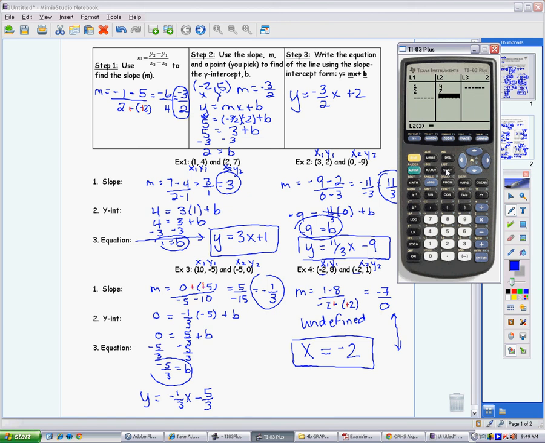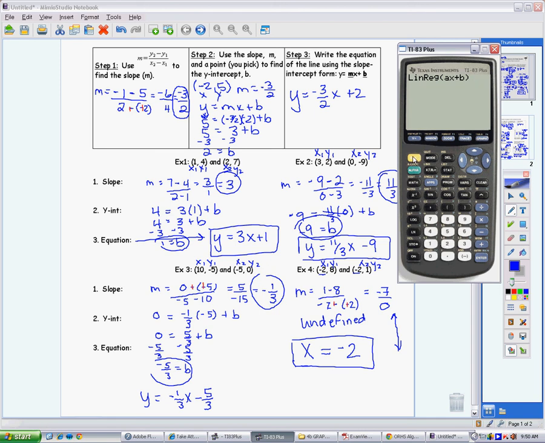Now I'm going to come back to Stat, and I'm going to arrow over to Calculate, and go down to choice number 4, Linear Regression. Okay, you see how it's in the slope-intercept form? They use A instead of M, so that just stands for the variable AX plus B. I'm going to put that up there, and it says linear regression AX plus B, but I have to tell it which list to compare. So list 1 is in yellow above 1, and list 2 is in yellow above 2.